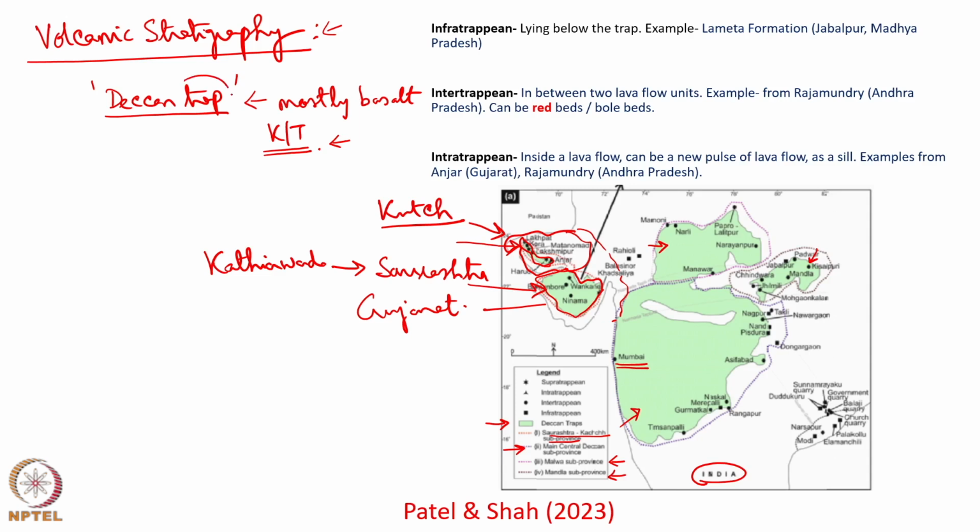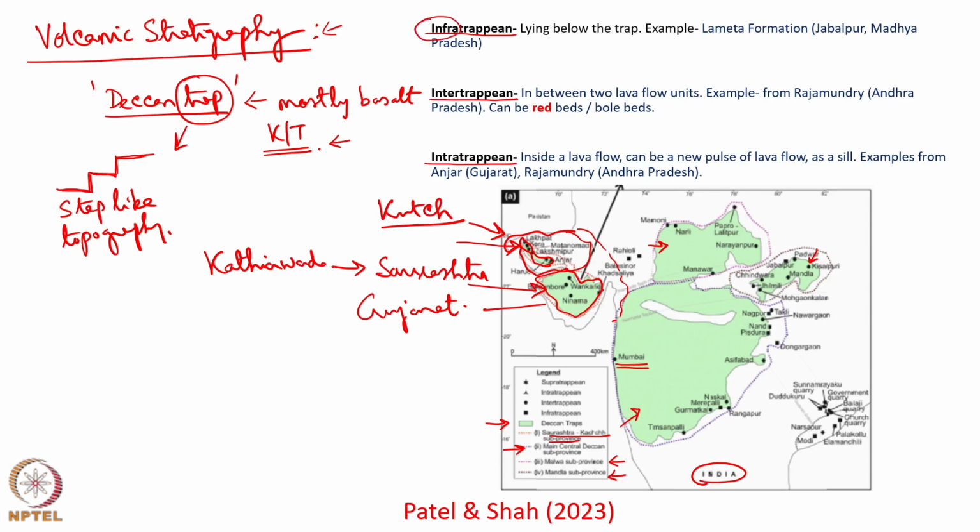What is the meaning of the word trap? Trap comes from the word trappa, which means stairs. The Deccan Trap rocks at many places, but not at all places, have this step-like geometry, step-like topography. And in Indian stratigraphy, three terms can be seen: infratrappean, intertrappean, and intratrappean. Let us try to understand.